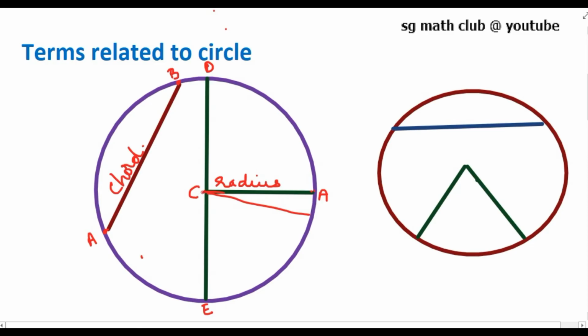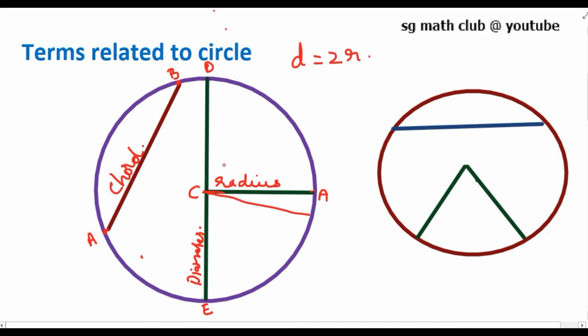So the chord which passes through the center of the circle is called the diameter. Diameter is the largest chord of the circle. You can draw infinite number of diameters for a circle, and also you have studied in your smaller classes the relation between diameter and radius. Diameter is twice the radius, or radius is half of diameter.